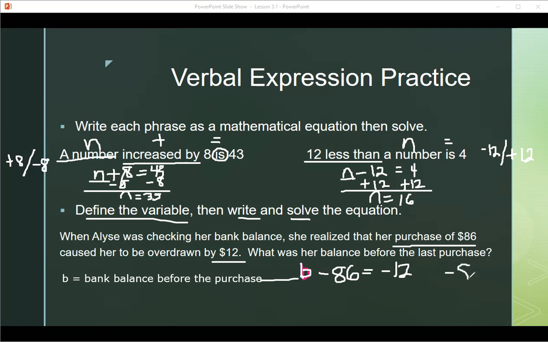So then to solve it, right now I'm subtracting 86, so I want to do the opposite and add 86 to both sides. So these cancel, I end up with just a B. It's going to be equal to, when I take 86 and I subtract 12, I end up with 74. So her bank balance before her purchase was $74. So I can now put my dollar sign on here because it was $74.